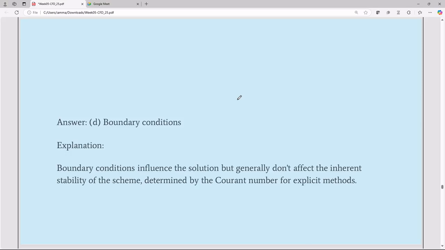It will only affect the solution if it is drastically changed, but the other three conditions, that is delta t, delta x and the Courant number, will directly affect the stability, whereas boundary condition, even though it has an effect on the solution or solving process, does not have that much role when compared to the other three options listed above.